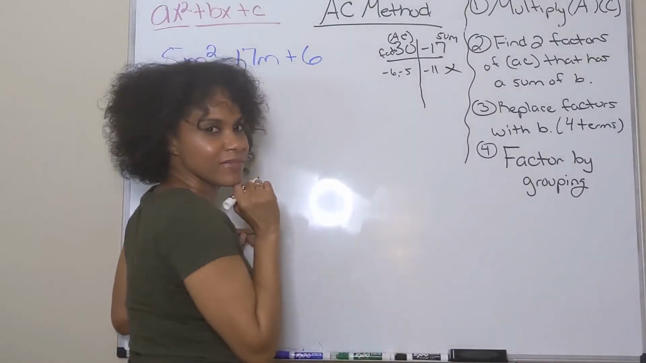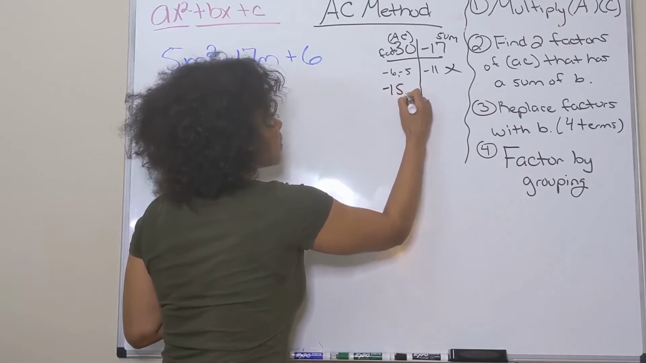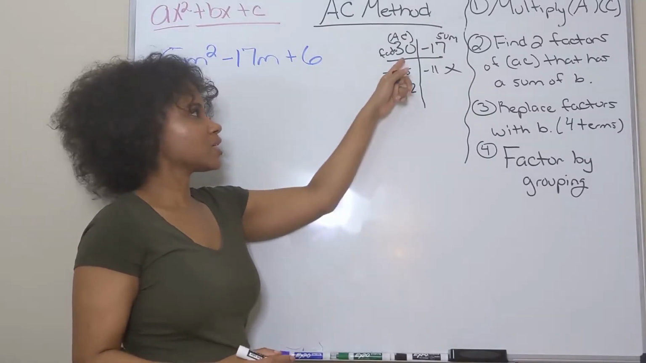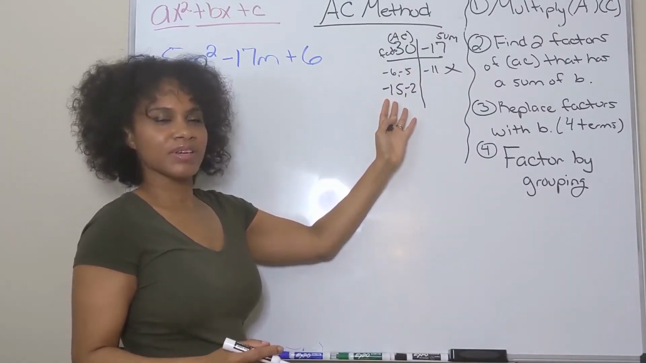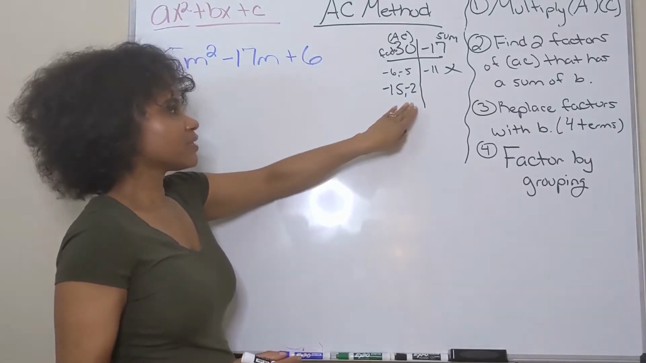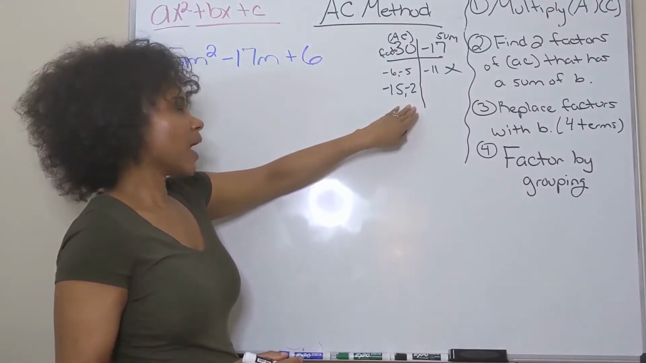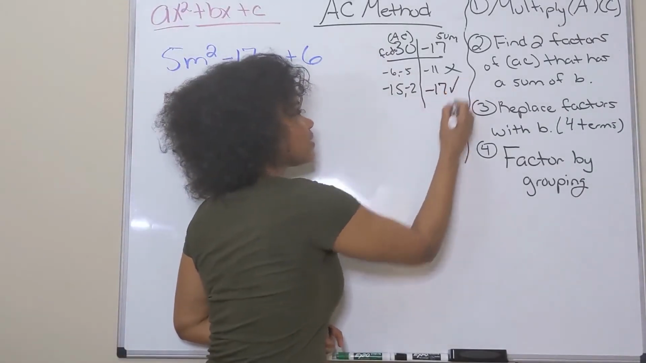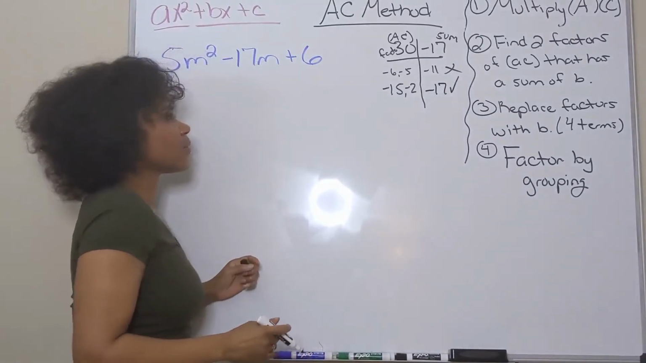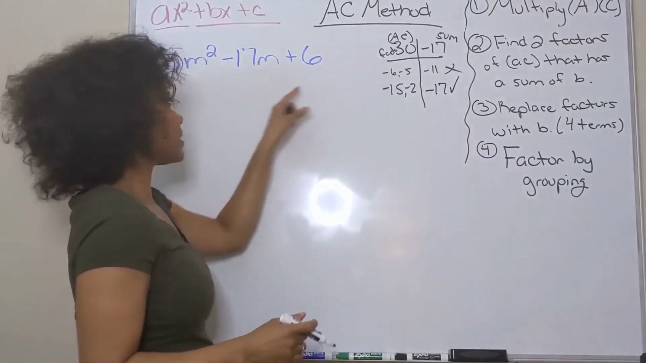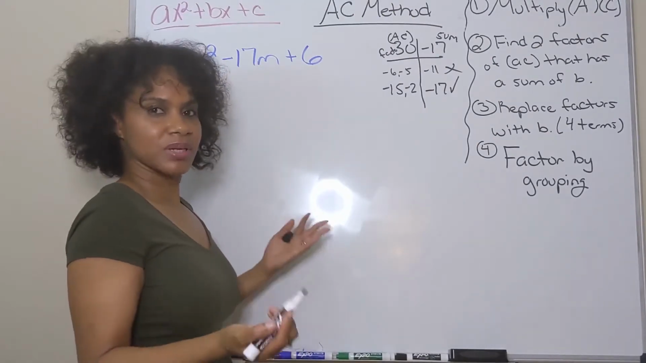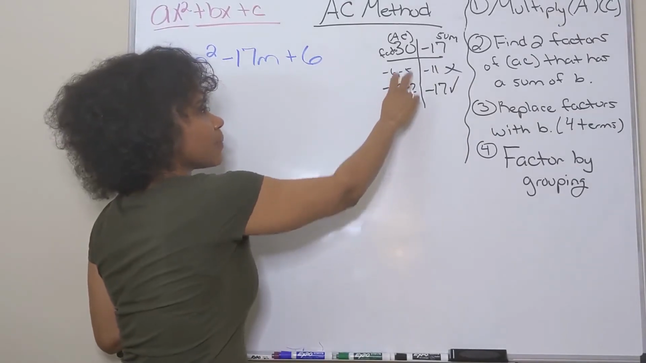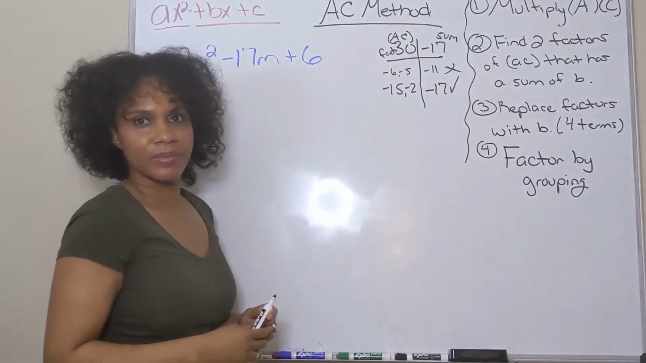Then 15 and 2, right? But both have to be negative because when you multiply two negatives, you get a positive number. But when you add two negatives, you get a negative. So negative 15 and negative 2, when I multiply them, I get a positive 30. But when I add them, I do in fact get a negative 17. So keep in mind that when your result is positive and your B is negative, your two factors are going to be negative, because that's the only way that you can multiply and get a positive number and add and get negative numbers. All right.